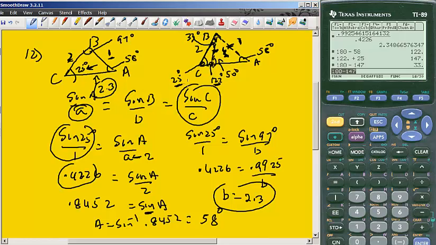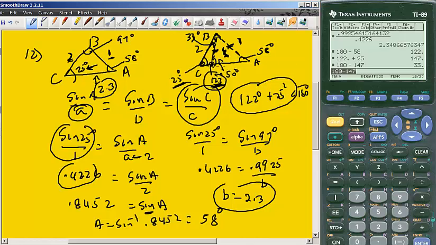Now, 122 plus 25 is less than 180. But if these two angles ever add up to more than 180, then you only have one triangle. And sometimes you don't have any triangles, because when you try to solve it, you'll get an error message in your calculator. So right now we have two triangles.